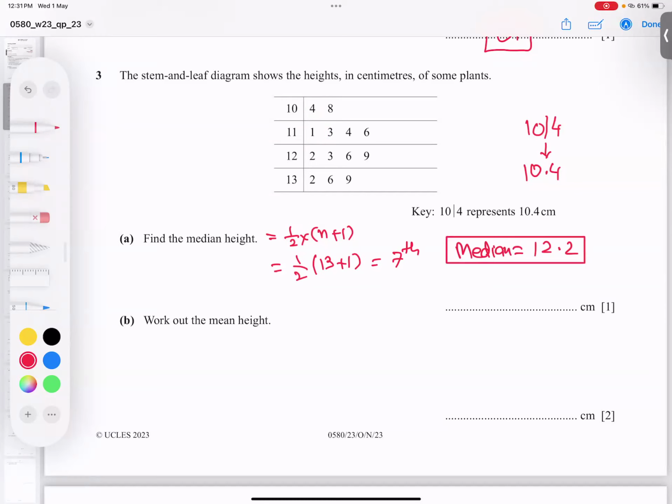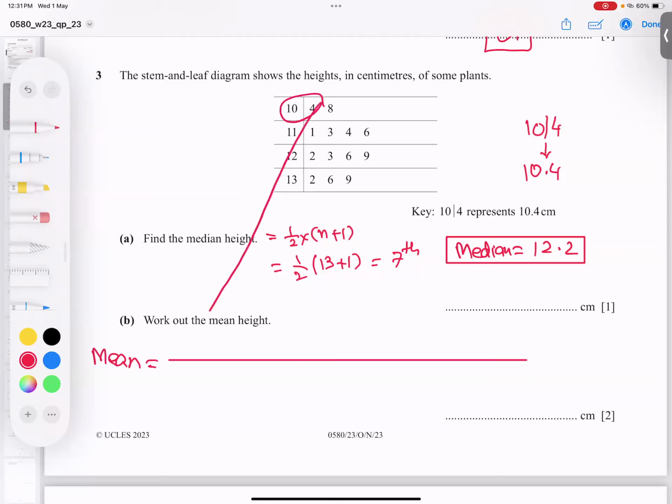Okay, now he's asking the mean height. How to get a mean height, students? So mean is like average, okay? So add them all and divide by the number of values, okay? So work out for the mean height. So one choice we have, I will add them all and divide it by 13 values. So mean values, what is the method, students? I will add them all.